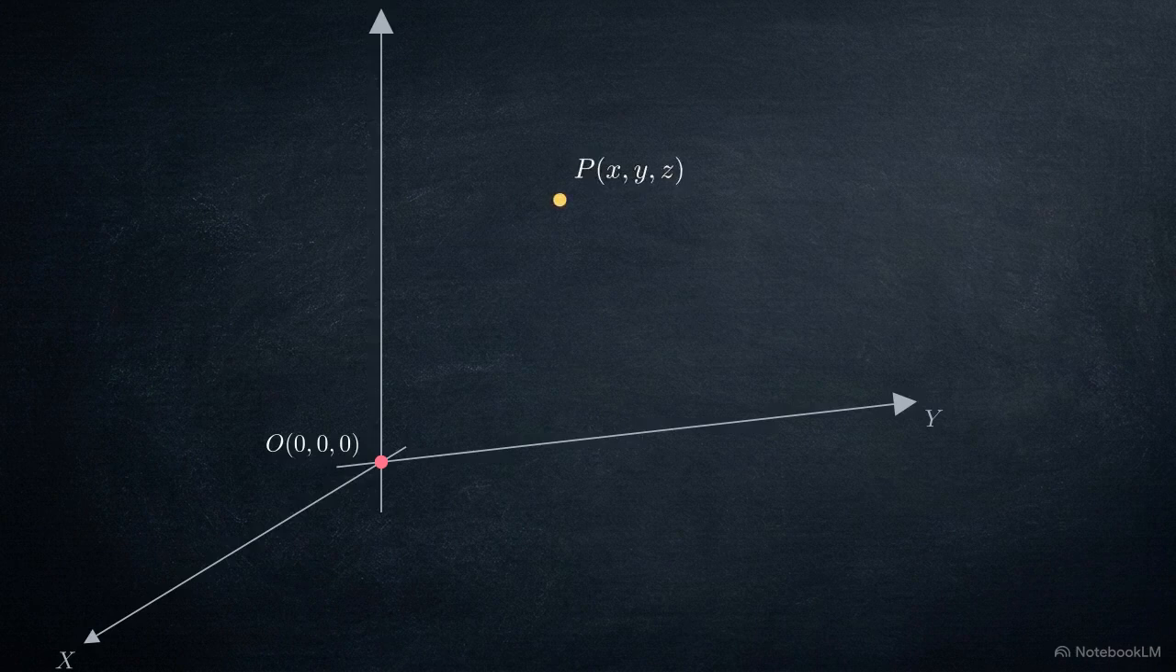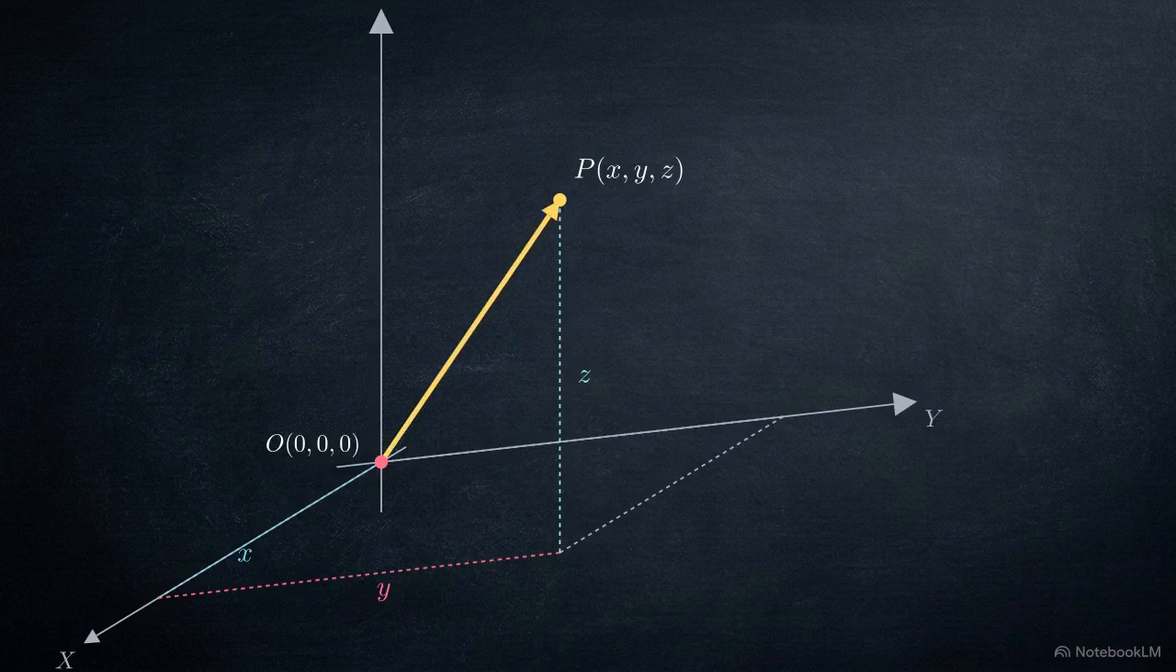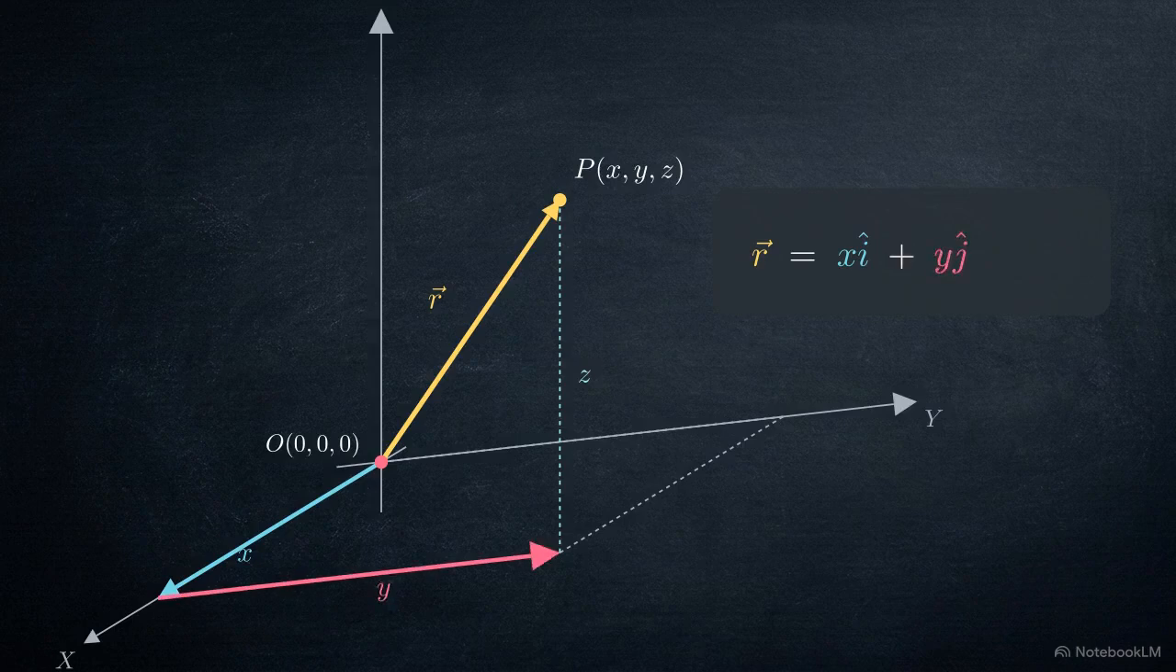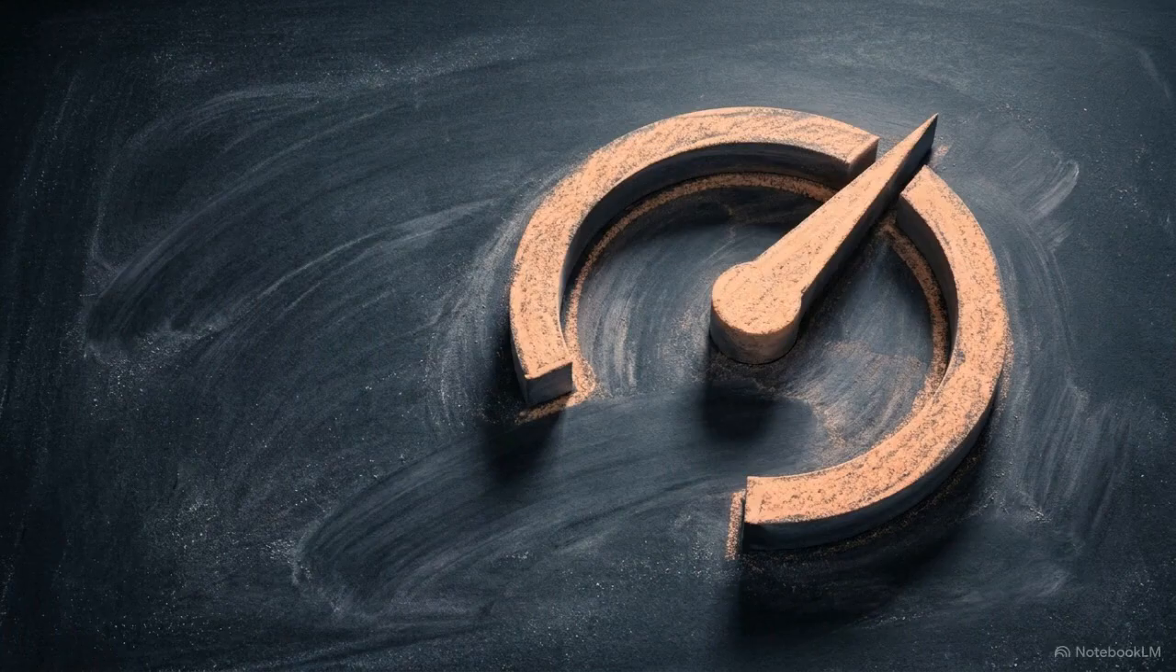We can represent a physical object as a discrete point, labeled P, defined by specific x, y, and z coordinates. Drawing a line from the origin to this point creates the position vector, denoted as vector r. Algebraically, this vector is the sum of its components, xi hat, yj hat, and zk hat. This single mathematical structure defines two distinct properties of the object's location.